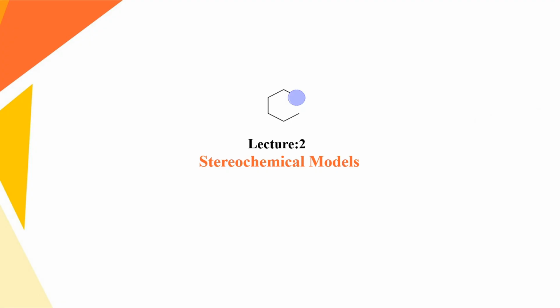So with this we end this particular lecture. In the next lecture we will talk about some stereochemical models such as the Cram model, Cram-Chelate model, and Felkin-Anh model, and that model part is useful for the IIT JAM, CSIR NET and GATE examinations.